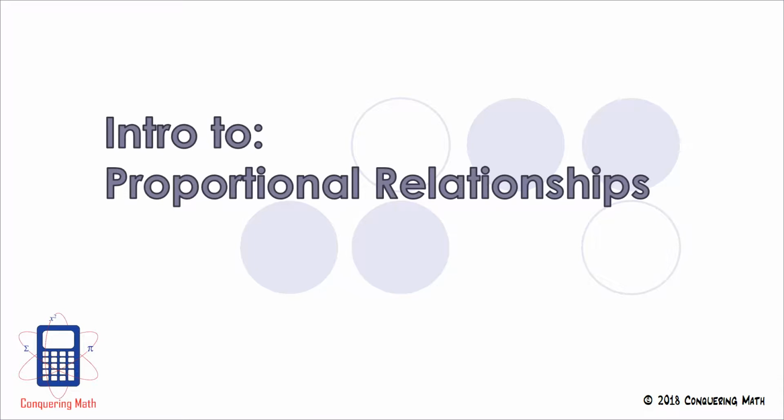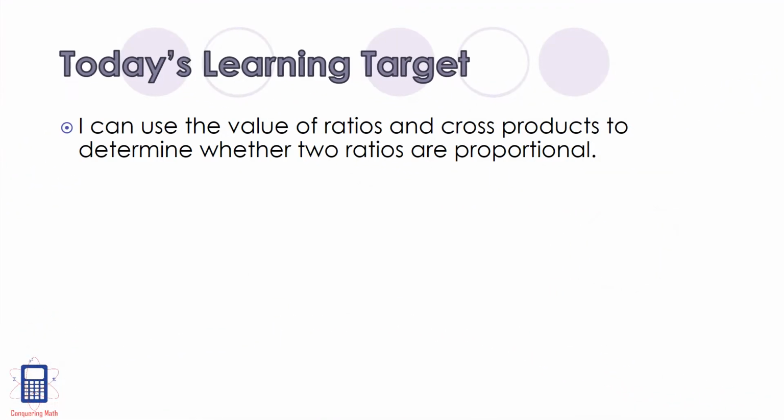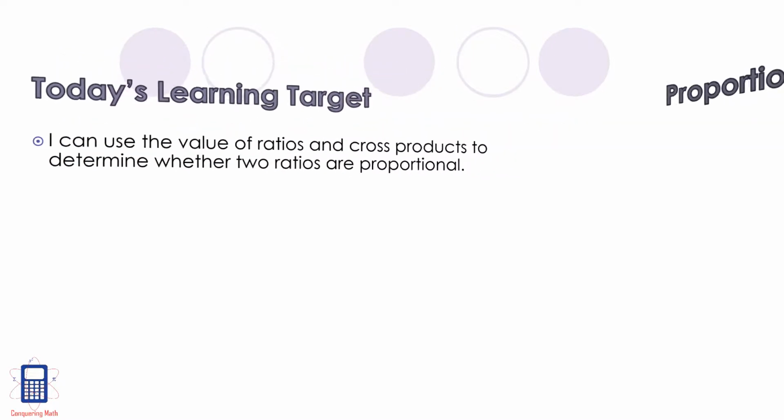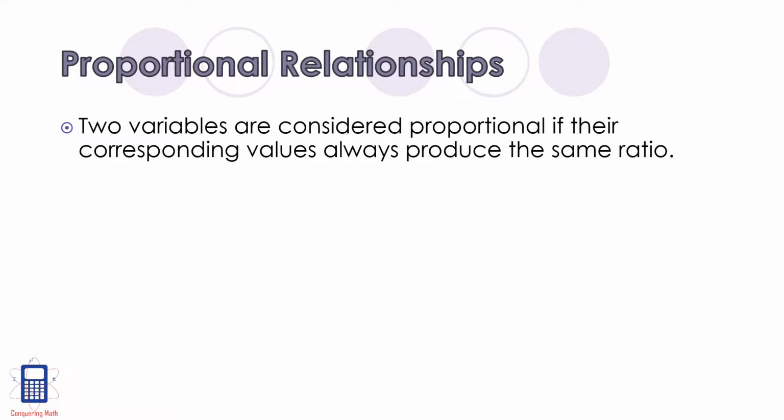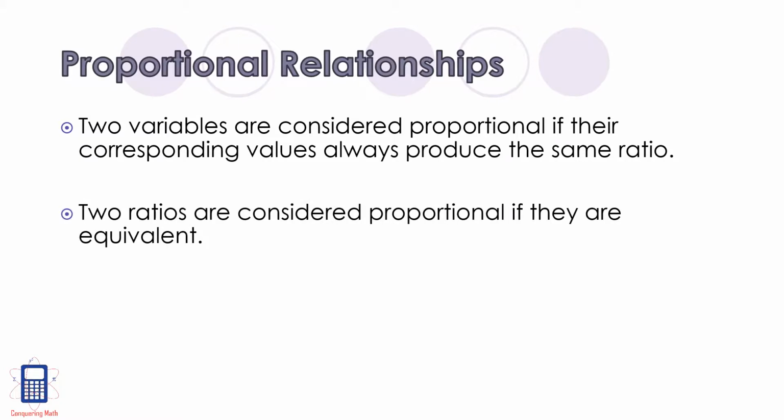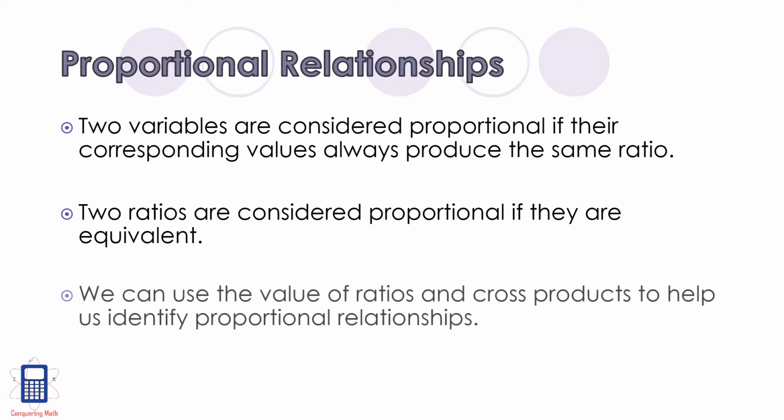Today's lesson is an introduction to proportional relationships. Today's learning target is I can use the value of ratios and cross products to determine whether two ratios are proportional. Two variables are considered proportional if their corresponding values always produce the same ratio. Two ratios are considered proportional if they are equivalent. We can use the value of ratios and cross products to help us identify proportional relationships.